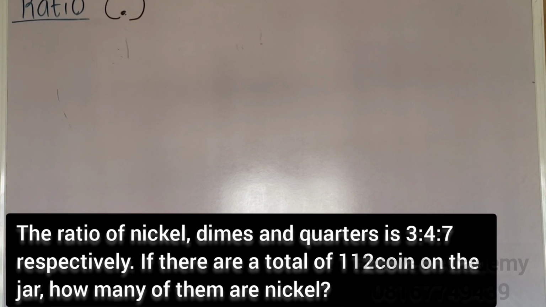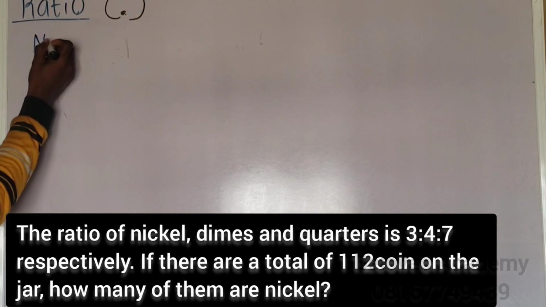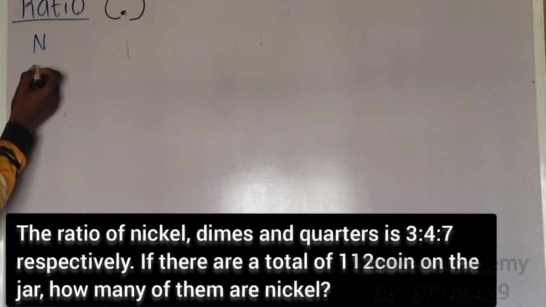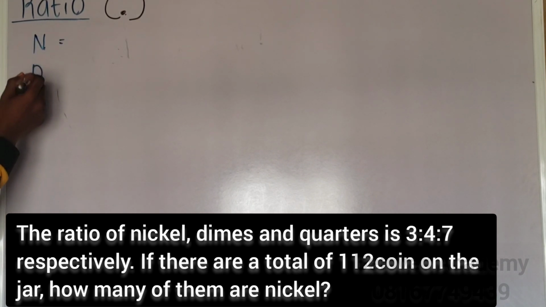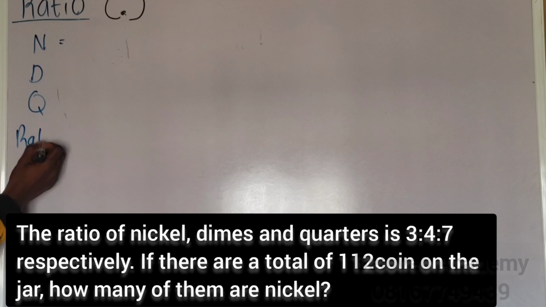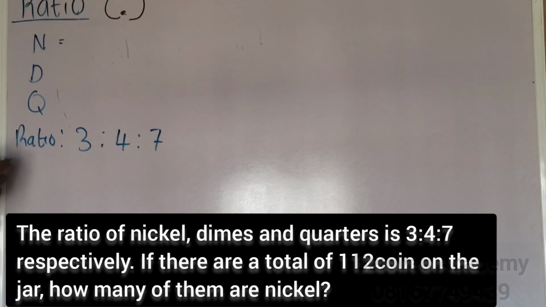We are given that the ratio of nickel, dimes, and quarters is 3:4:7 respectively. So let me represent nickel as N, and dimes as D. Are you paying attention? And quarters as Q. Now the ratio that we are given is 3:4:7. Now this means that the ratio of nickel is 3.